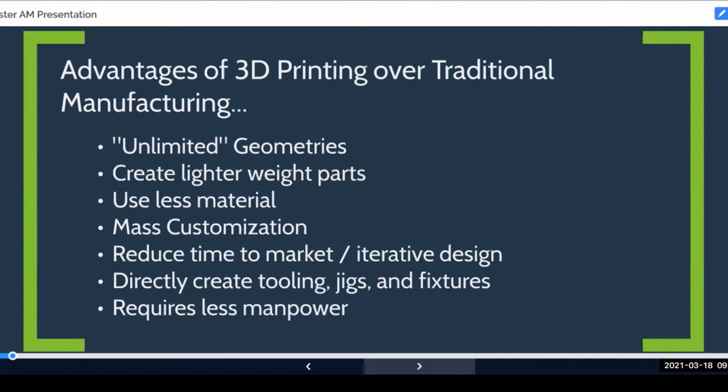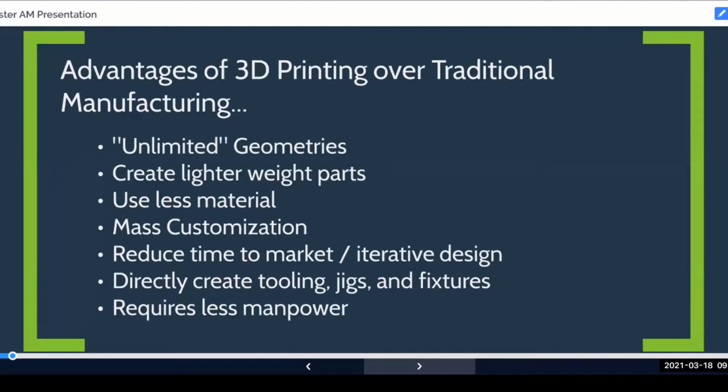But with additive, we don't have to make a mold, we just make the part. Because there isn't any mold involved, the printer doesn't care whether it's making 1 of the same thing or 30 of the same things or 30 different things. It just thinks about it as layers. So it allows us to mass customize parts for individuals, for different applications, without getting into the overhead of creating molds.